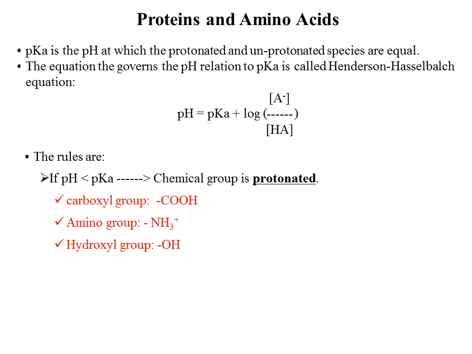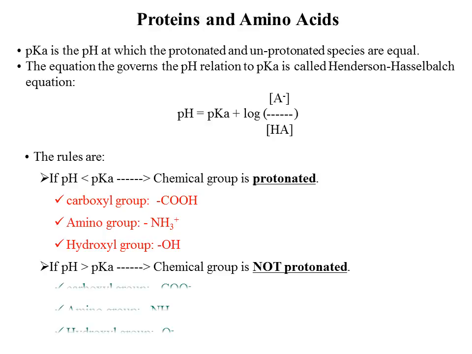Now, on the other hand, if the pH is larger than the pKa, then, that's what's seen in the curve, it will be deprotonated. And hence, the carboxyl group will look like this, COO minus, NH2 will be neutral, and the OH will be O minus. SH will be S minus. Okay? That's what things will look like if the pH is higher than the pKa.